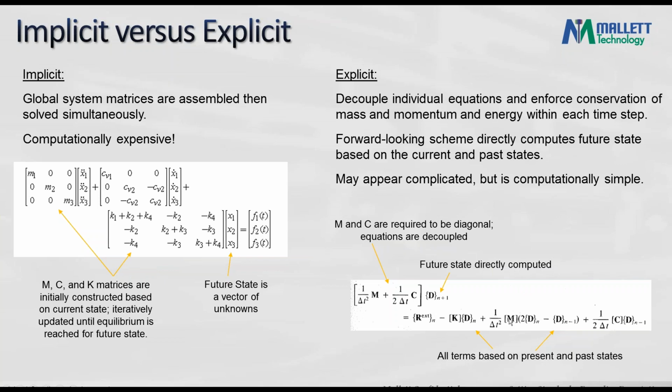Looking over here, this is the explicit side. It maybe doesn't appear to be simpler, but the key to keep in mind here, this is time n plus 1. This is the future. The left-hand side in this is kind of backwards. Usually we think of that as the right-hand side.